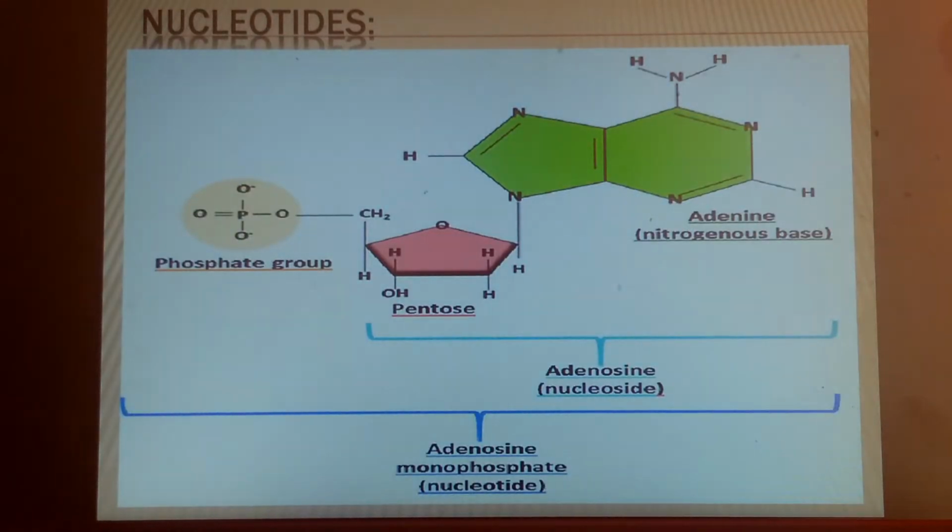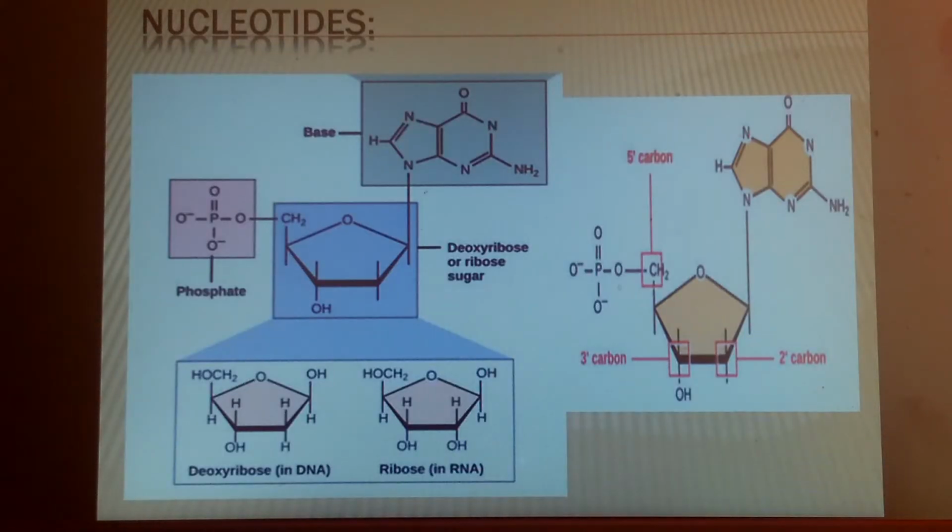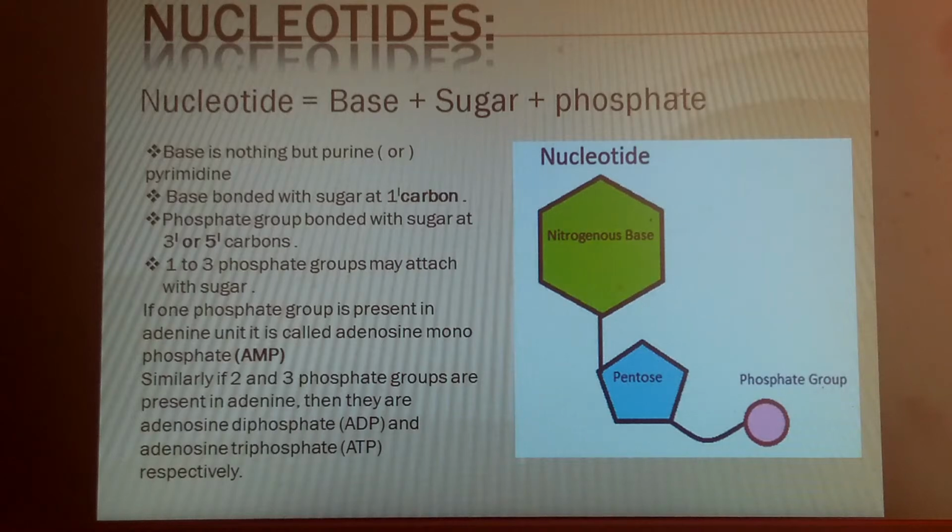So we have come across different names here. We studied in our last class adenosine monophosphate, adenosine diphosphate, adenosine triphosphate. Likewise, we can also name it, if the base present is uracil, then uridine diphosphate.